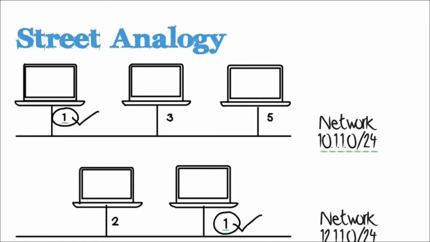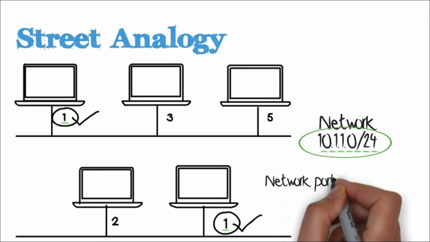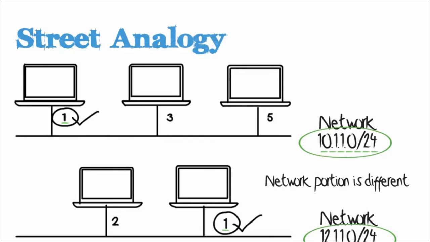I'll explain the /24 in a moment when we discuss network masks, but in this example we have network 10.1.1.0 and 12.1.1.0, and it's possible to have multiple devices with the host portion of the IP address set to 1. The same host portion can appear twice, as in this example, or many times in a network or the internet, as long as the network portion is different.